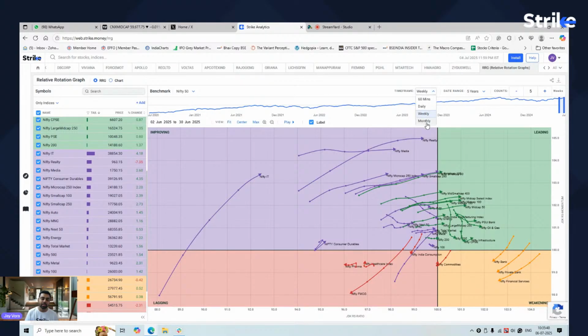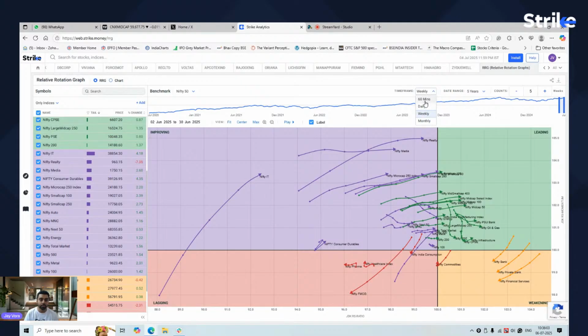Okay, so monthly, honestly, even I use it just to know the very broader trend, because the movement of each dot is once a month, right? So it's a very slow process. So usually combining daily and weekly gives you a very good sense.